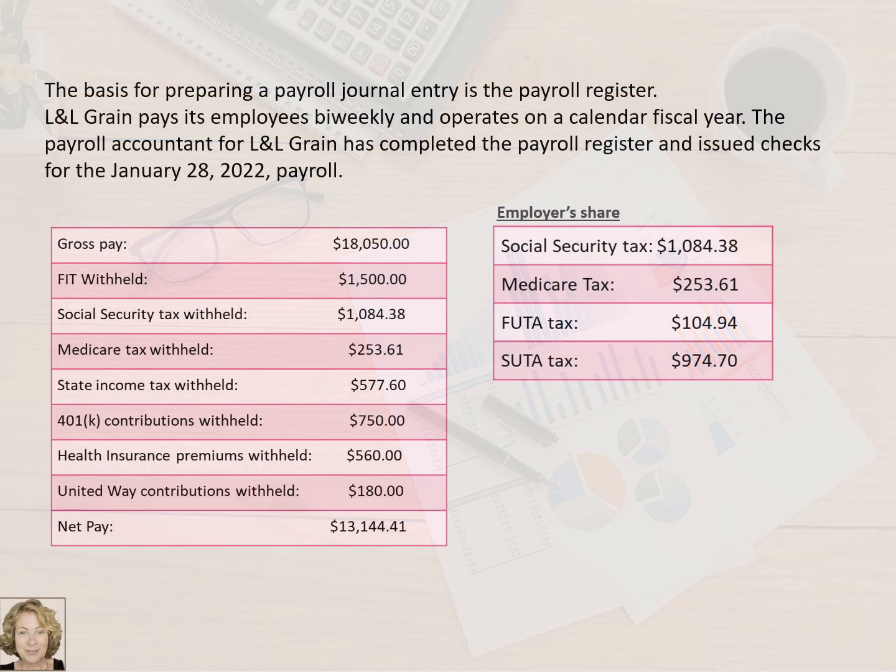The basis for preparing a payroll journal entry is the payroll register. If the company is using payroll software, the journal entry may be automatically prepared and can be posted to the general ledger when the accountant approves it. If the company is using a payroll vendor, the vendor may provide the journal entry.